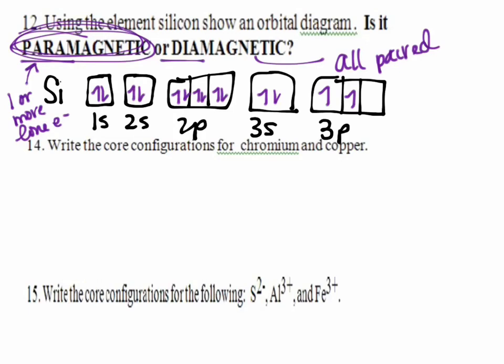Now we are going to talk about chromium and copper. This is for the chromium family. This is for the copper family. Anybody below chromium? Anybody below copper? Remember, chromium ends in d4. Copper and its family ends in d9. So I'm going to draw two things: what we expect it to do, and what it actually does. We're going to do this for both of them.